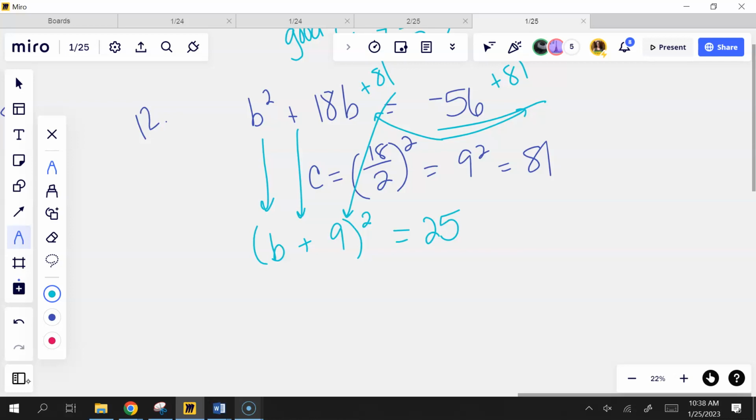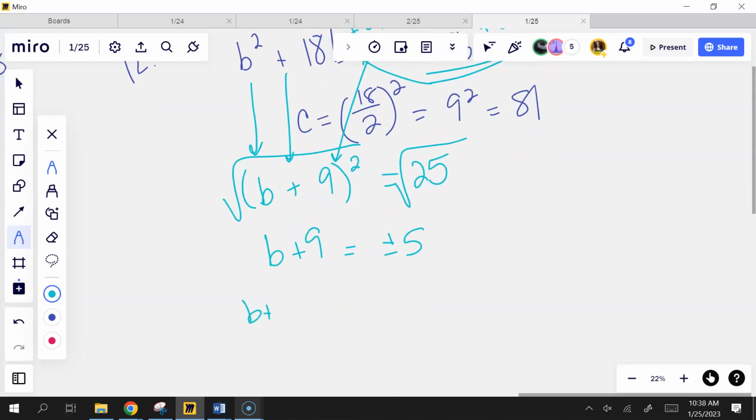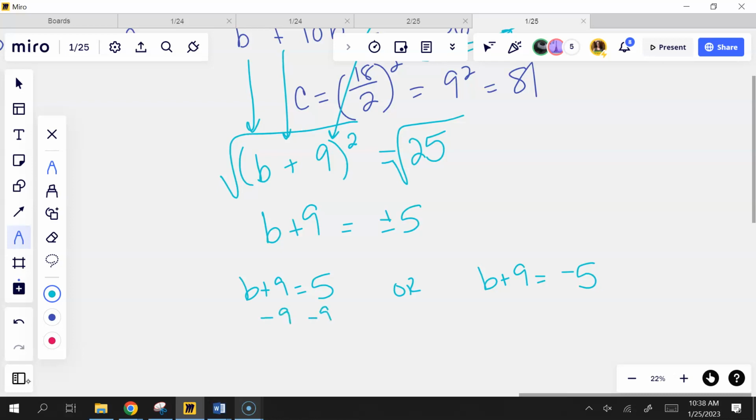All right, now what? Square root, square root, square root. What's the square root of 25? Plus or minus. So now I split up into my two answers, right? Because this says b plus 9 could be 5, or b plus 9 could be negative 5. Subtract 9, negative 4. Subtract 9, negative 14. Two answers.